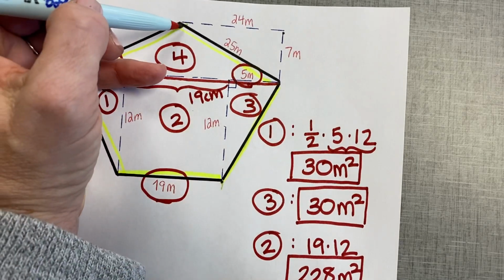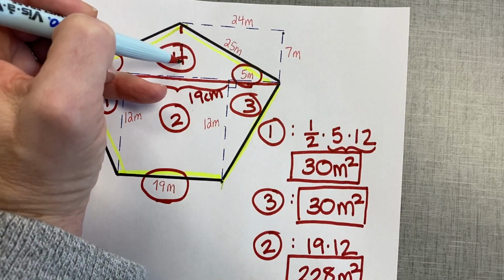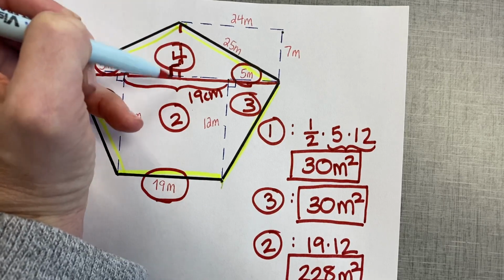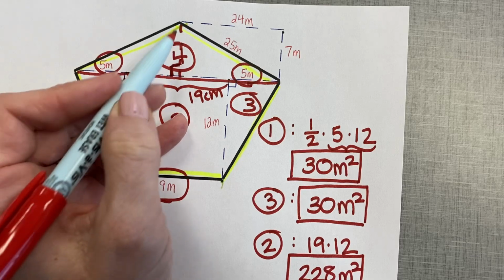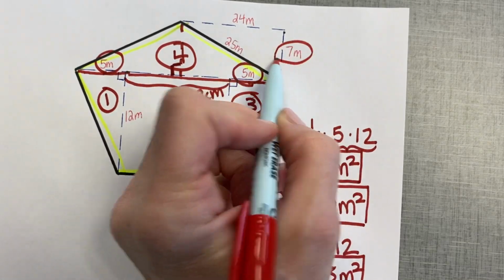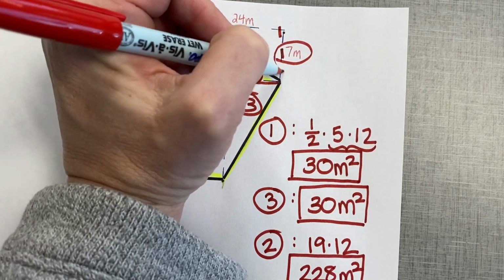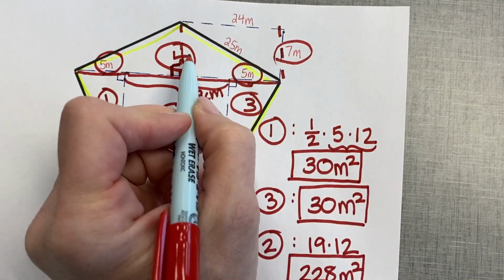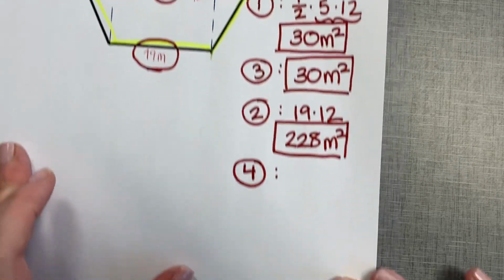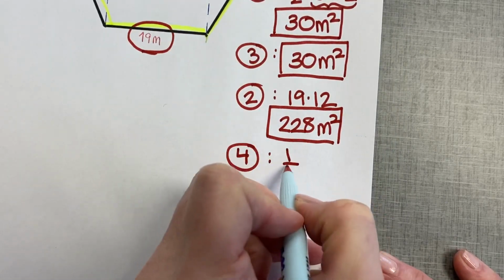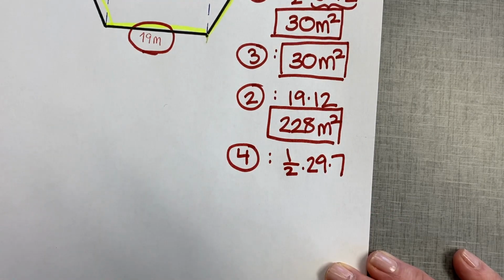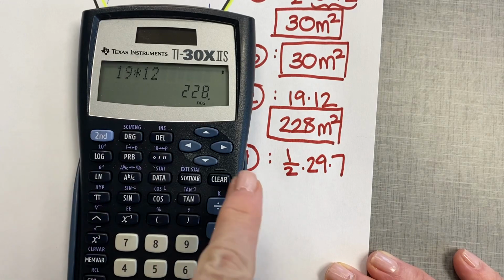Now my height is going to run vertical with a 90-degree angle. It's going to meet that base at a 90-degree angle. And you might say, well, what is that? Well, if you look over to the right here, you can see that that same distance marked over here to the right is 7 meters. So we can assume this is 7 as well. So we're taking 1/2 times 29 times 7. And that I will also grab my calculator for.